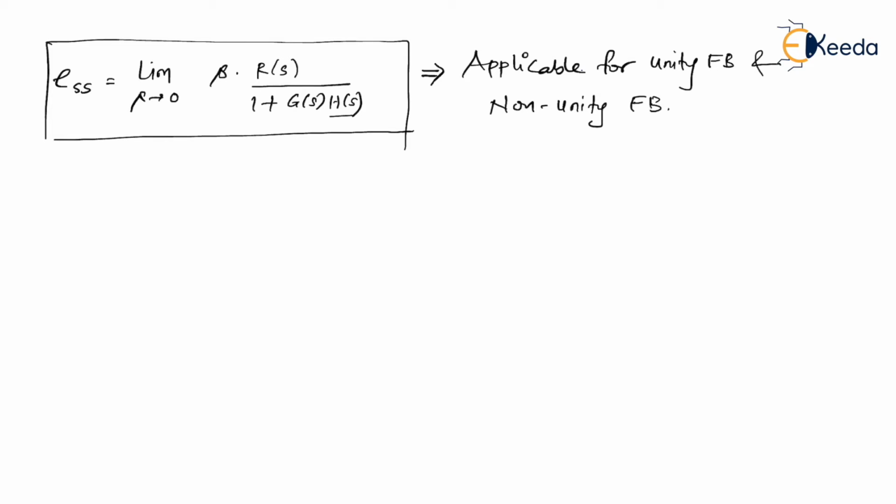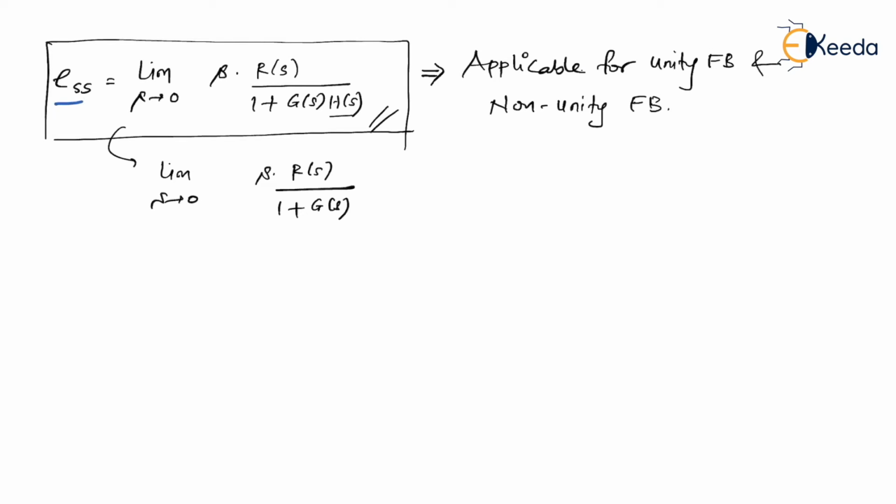See, it is very simple. When I say unity feedback, it means H of s value equal to 1. Then this formula results like this. Limit s tends to 0, s into R of s upon simply 1 plus G of s, because H of s value equal to 1. Am I right? So this is the only change that happens when H of s equals 1. I hope you understood my point. So this formula that I have derived is applicable for unity feedback system as well as non-unity feedback system. Now let us get into the formula.